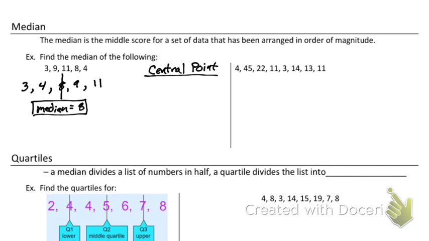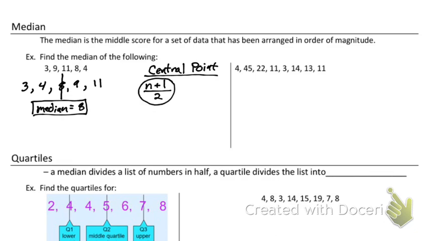You're always going to know where the middle of your data is if you just take your n, add 1, and divide by 2. That's going to tell you exactly where the middle of your data is. So that is something you should know.